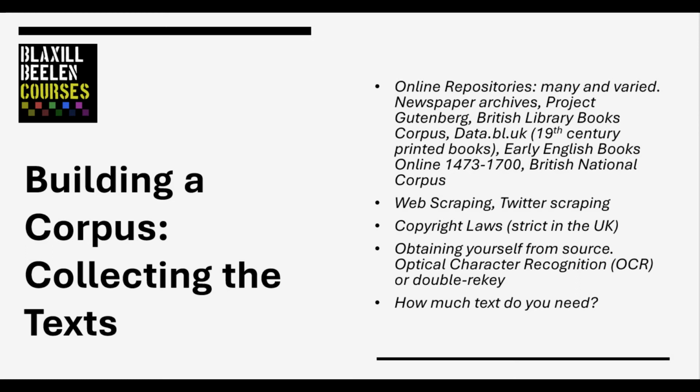Project Gutenberg has got a very wide range of books of all kinds, particularly published in the 19th century. You have the British Library Books Corpus, data.bl.uk, which consists of 19th century printed books and many other things. There's the Early English Books Online, 1473 to 1700 corpus. There is the British National Corpus, which captures all kinds of texts. There is also the Google Books corpus, which has digitized around 20 to 25% of all texts ever written in the English language from 1800 onwards.